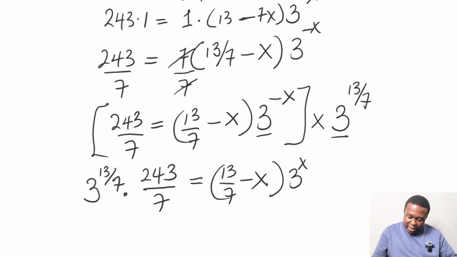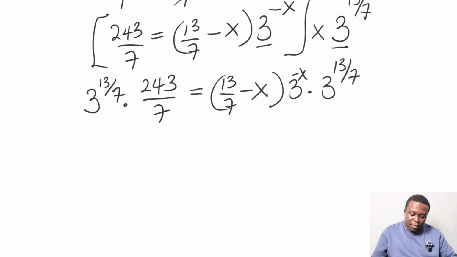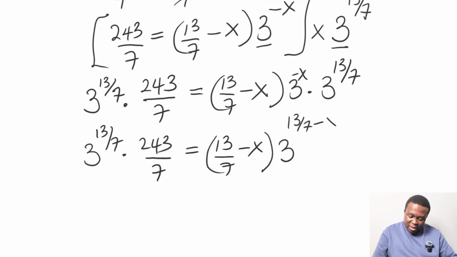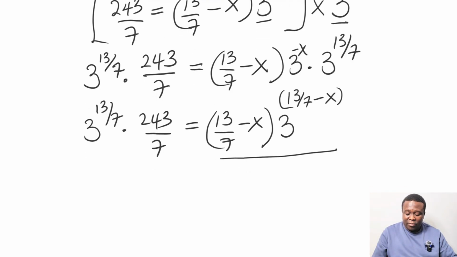3 raised to the power minus x. 3 raised to the power 13 over 7. So we have 3 raised to the power 13 over 7, 243 over 7, 13 over 7 minus x, 3 raised to the power 13 over 7 minus x. Okay, so now we have same power, same base. What we have left now is the e. We need to introduce the e somehow into the right-hand side of this equation.